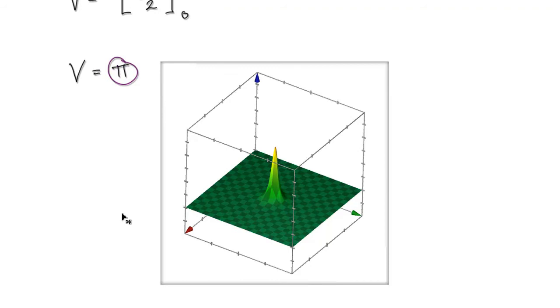So if you're integrating over the region of a circle, the volume underneath this region, under this surface, is actually pi. Okay, so this is your final answer.